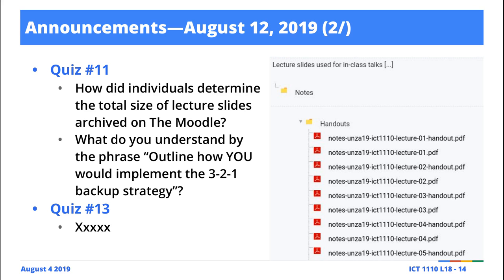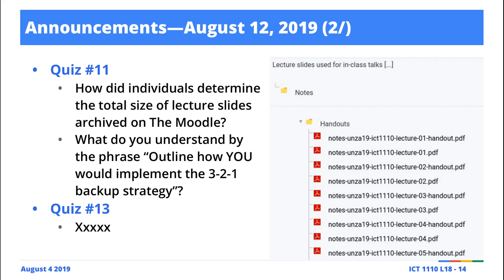Go to the Moodle. Yes? Check the lecture slides and excluding the handout, right? Why are you excluding them? No, we said things that are archived on the Moodle. What's archived on the Moodle? Have you seen this? Lecture slides used in class, right? Why can you not follow simple instructions? You are the culprit who did not submit, right? The solution. You're not the only one, there are plenty more.